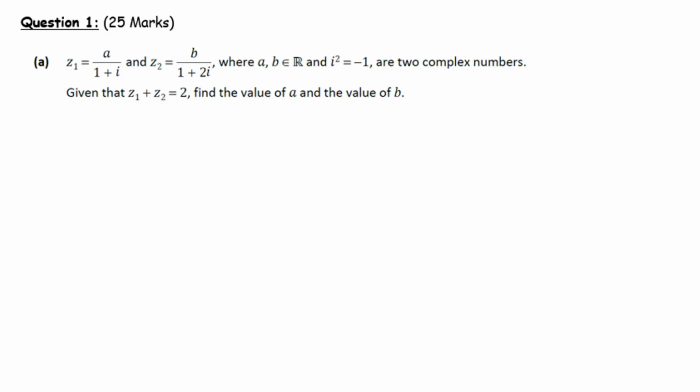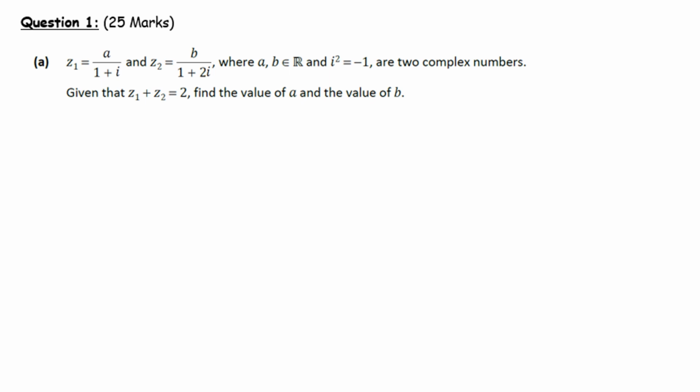Question 1, so this is a full 25 marker. Z1 is equal to A over 1 plus i, and Z2 is B over 1 plus 2i, where A and B are elements of the real numbers, and i squared is equal to minus 1. So these are two complex numbers, and given that Z1 plus Z2 equals 2, find the value of A and the value of B. So this is very much just an algebra style question, so hopefully no difficulty with it.